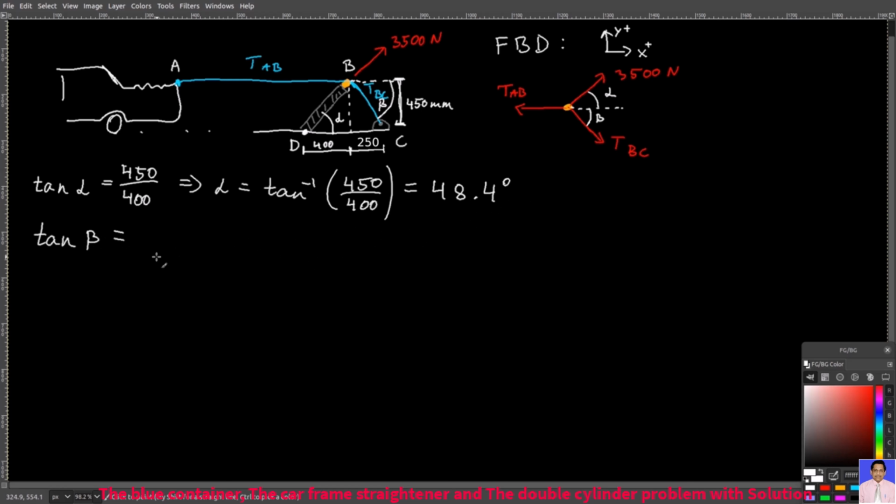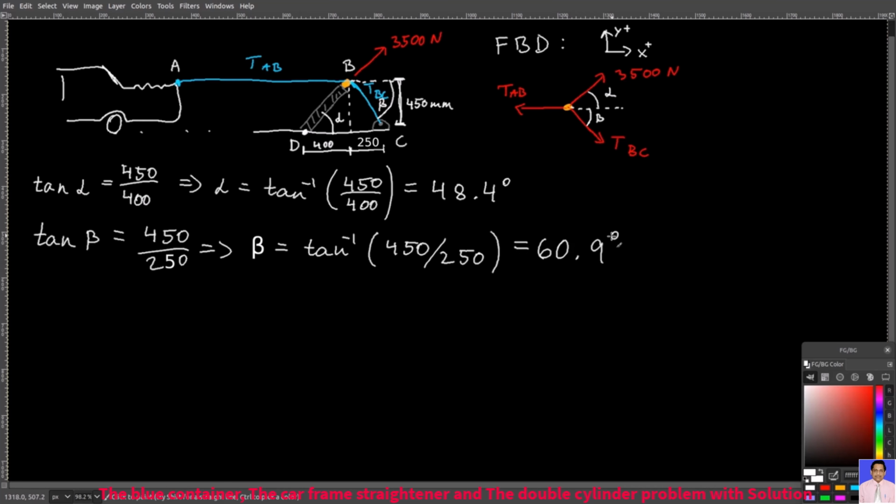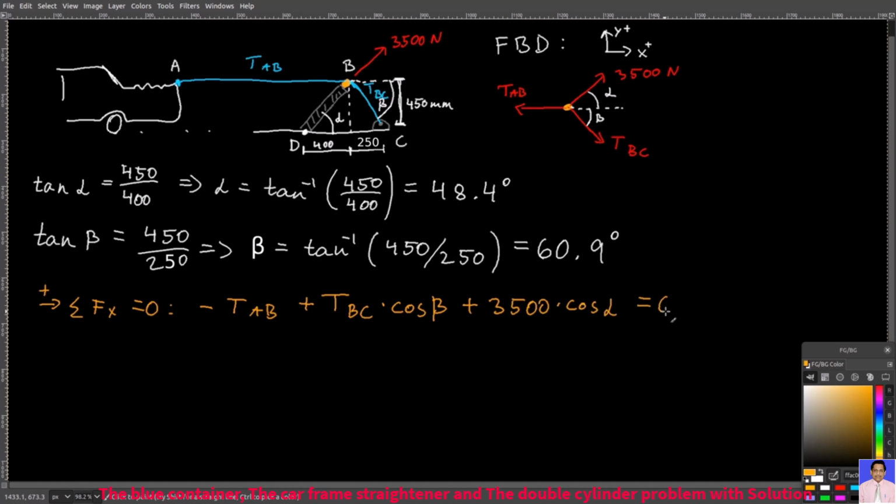Then tangent beta equals 450 over 250. Again, the opposite side divided by the adjacent side. That gives you inverse tangent 450 over 250 and 60.9 degrees. That's your beta. And now you just apply the equilibrium principles. In the x direction you have minus TAB plus TBC times cosine beta plus 3,500 times cosine alpha. And that must be 0.